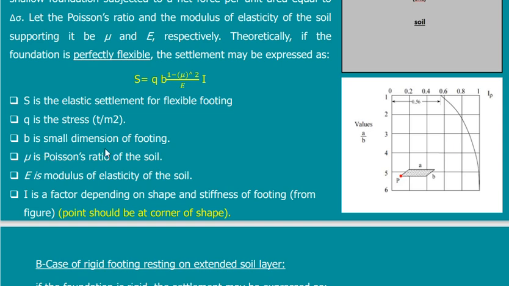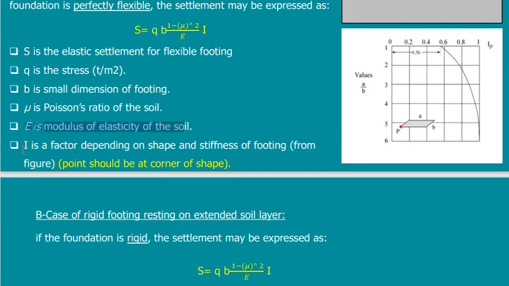Mu is Poisson's ratio. We said that sometimes in some equations we need Poisson's ratio of the soil. And usually we need E, which is the modulus of elasticity. And there is a factor here. I is a factor. I can get it from a chart like this.